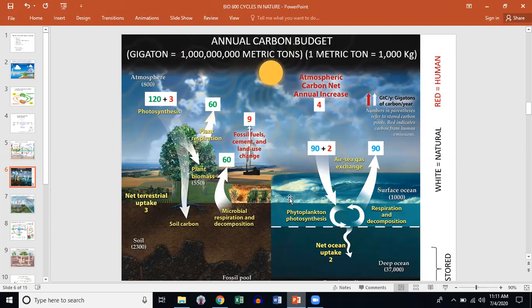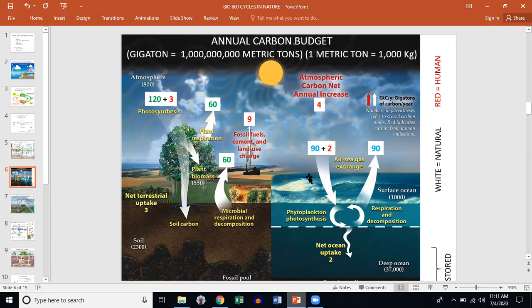But basically, this phytoplankton absorbs about 90 gigatons of CO2 annually on the surface of the ocean, which is the 90 that was produced by the process of oceanic cellular respiration and decomposition going on there, okay? So we have a net balance here of 0, 90 produced, 90 absorbed. It's a net balance of 0 naturally.